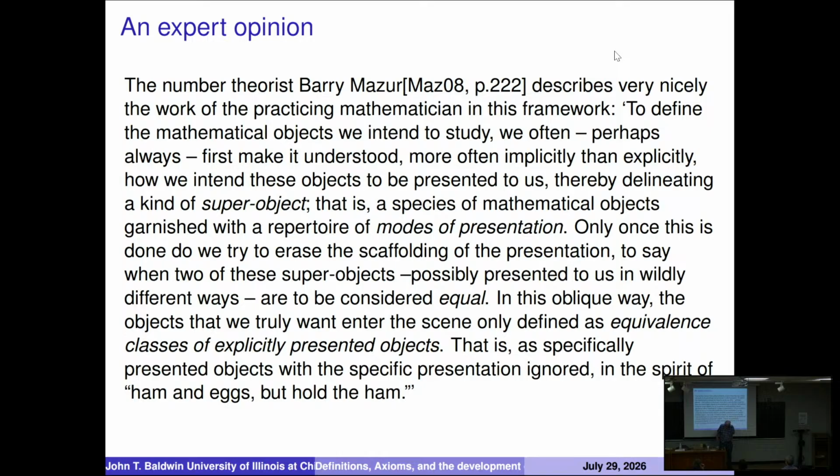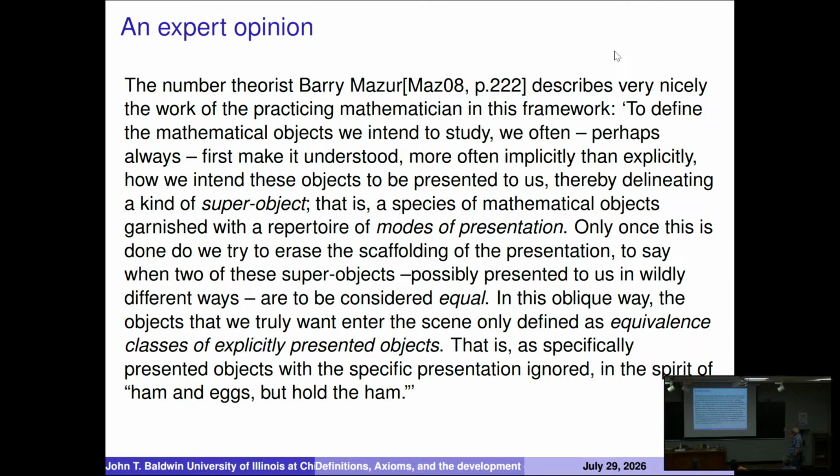And this is something I stuck in last night. I'm really thinking here about the doxological challenge, which was, how do you identify an isomorphism class? And this is a note by Barry Mazur about why this is an essential notion. Mazur says, to define the mathematical objects we intend to study, we often, perhaps always, first make it understood, more often implicitly than explicitly, how we intend these objects to be presented to us, thereby delineating a kind of superobject. I'm not sure what Shapiro word you would use for this, but that is a species of mathematical objects garnished with a repertoire of modes of representation, of presentation.